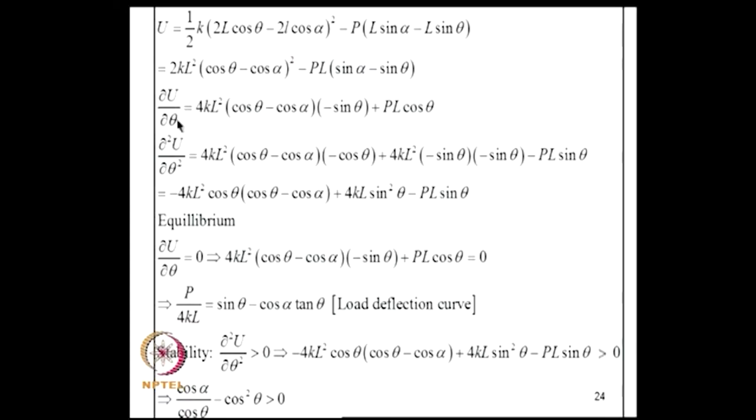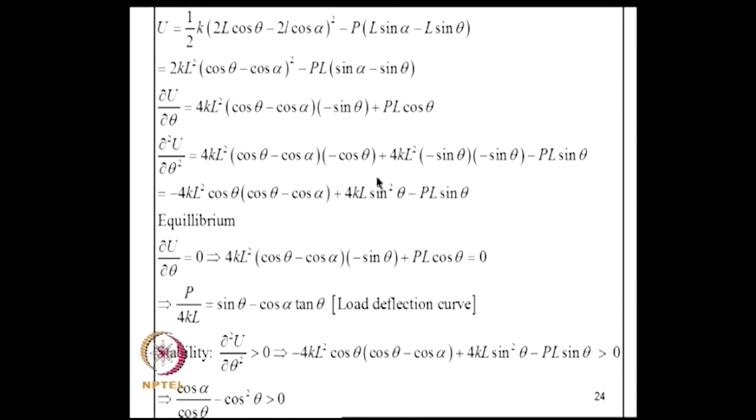For equilibrium, we have to evaluate dou u by dou theta. Upon differentiating this with respect to theta, I get this. For the second derivative, I differentiate this with respect to theta and I get this expression. We can do a bit of simplification and we get dou u by dou theta and dou square u by dou theta square as outlined here.